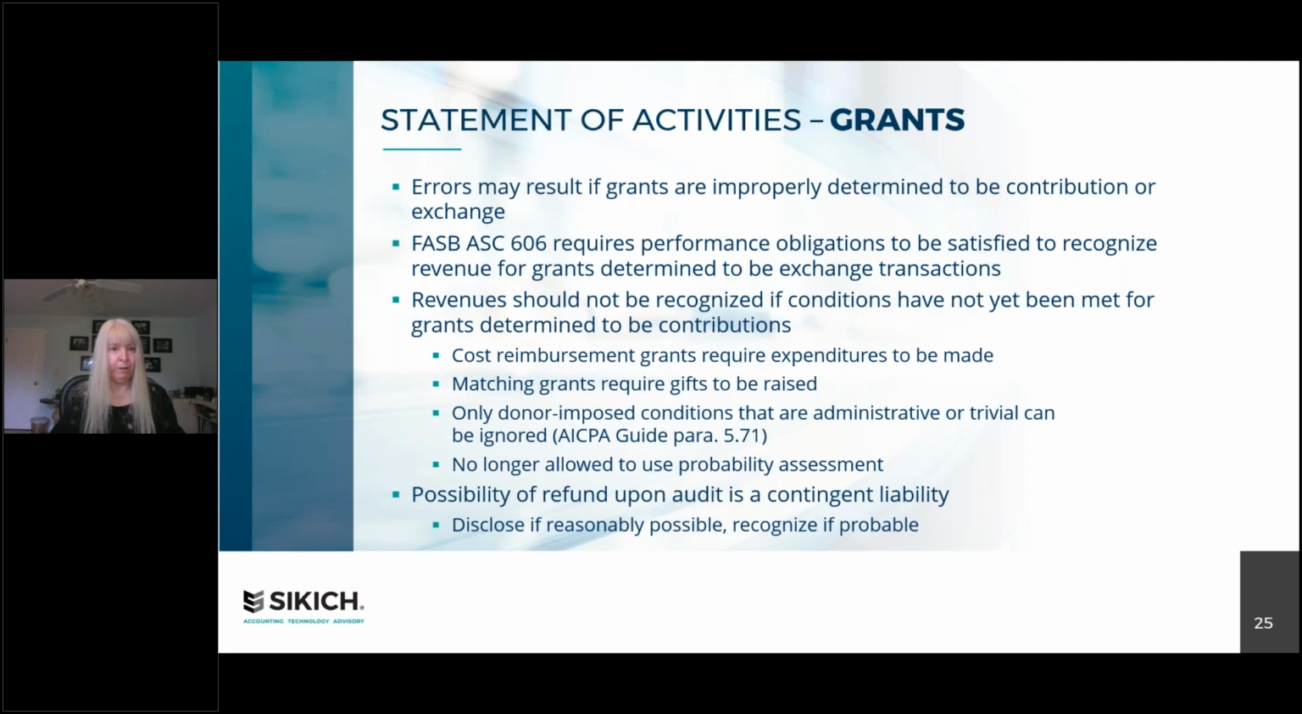If you are receiving grant funds in advance, as I mentioned, those need to be recognized as refundable grant advances. And if the measurement criteria for recognition is not met, so they shouldn't be showing up in your statement of activities until earned. And then the possibility of refund upon audit is a contingent liability that should be recognized if probable, and at a minimum disclosed if it's reasonably possible. The not-for-profit will have to refund some of the grant funds upon audit.